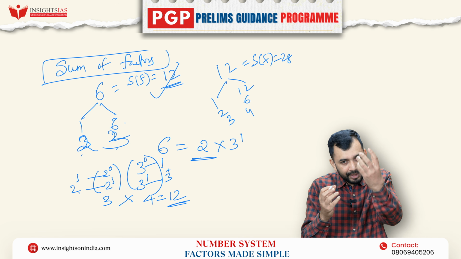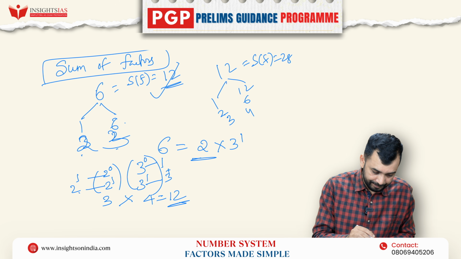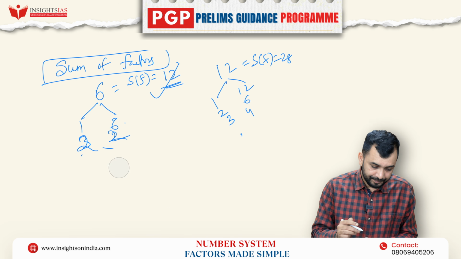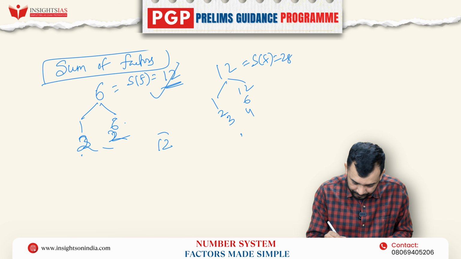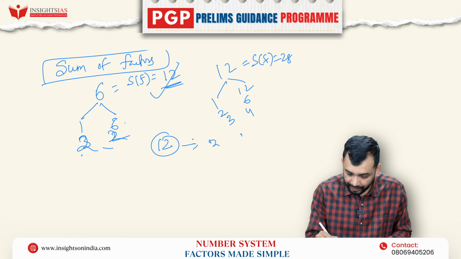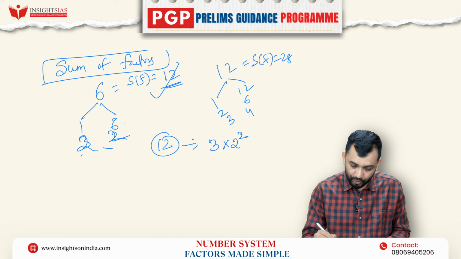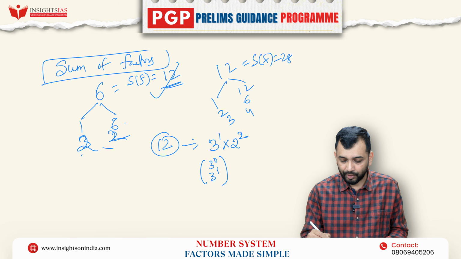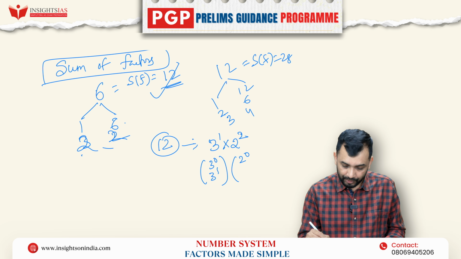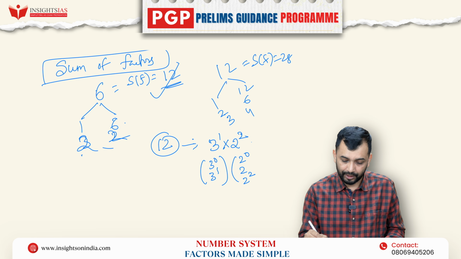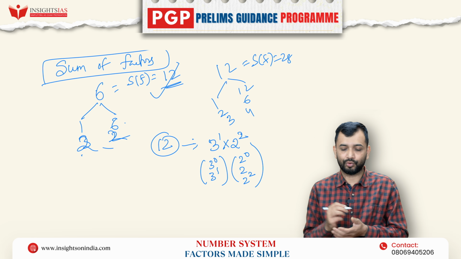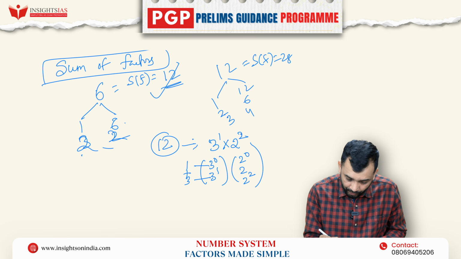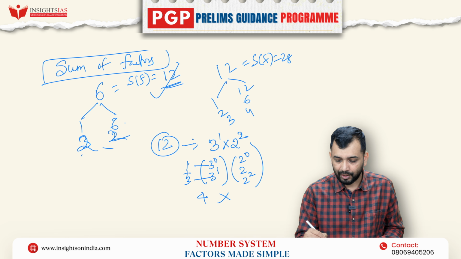Right. So what I am doing is just expanding it and then adding it. Alright. Now you will understand the same thing for 12. How will you write 12? 3 into 4, or 3 into 2 square. How can 3 be written? 3 to the power of 0, 3 to the power of 1. 2 square, what can you write? It can expand as 2 to the power of 0, 2 to the power of 1, 2 square. Now if you see, what is 3 to the power of 0? 1. What is 3 to the power of 1? 3. What is the sum? 1 plus 3, 4. Into, now what is 2 to the power of 0?